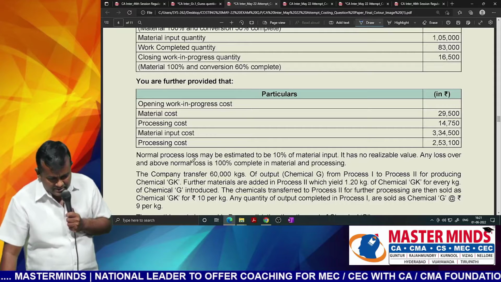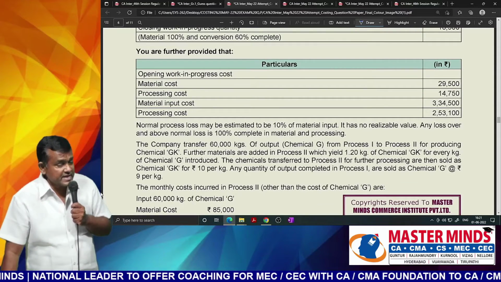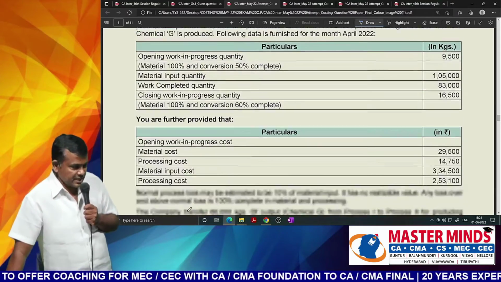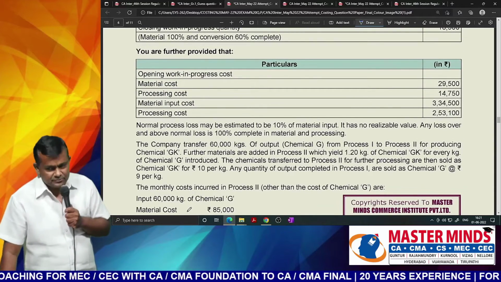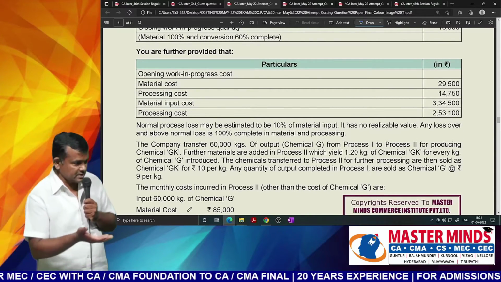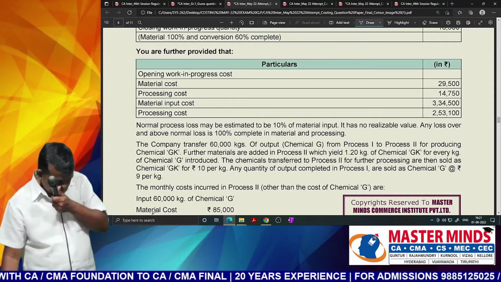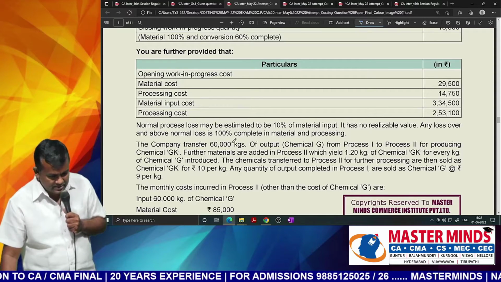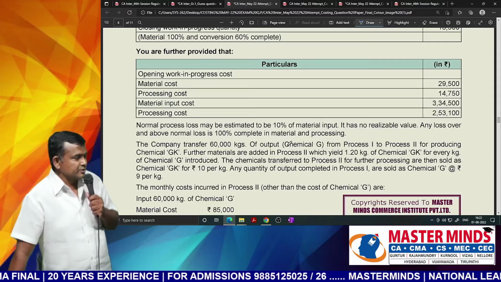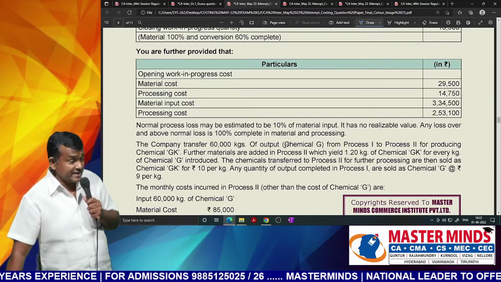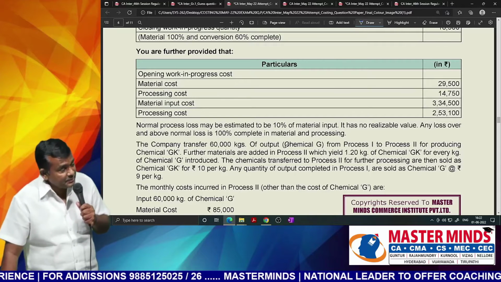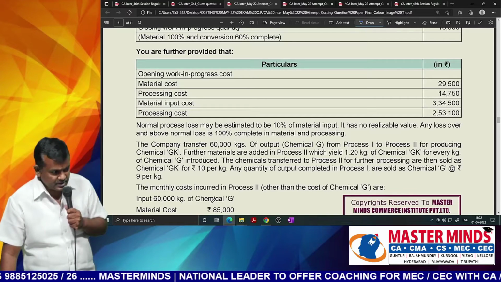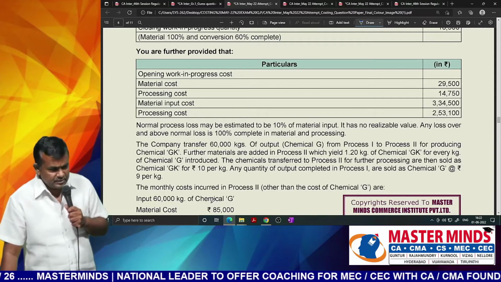So normal process loss may be estimated to be 10% of material input. Material input means current input. Here current input equal to 1,05,000. So 10% of 1,05,000 equal to 10,500. So easily calculate the abnormal loss or abnormal gain. Okay. Next, any loss over and above normal loss is 100% complete in material and processing. So that means abnormal loss units are 100% complete in all segments, material segment and conversion cost segment. Conversion cost segment means labor and overheads.